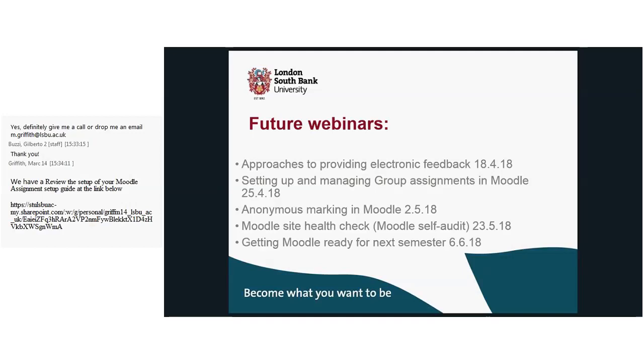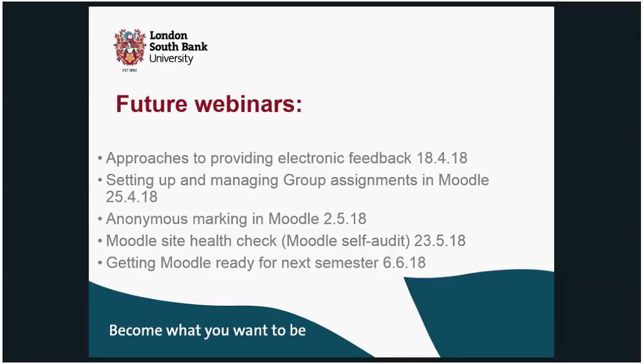In terms of the future, we've been quite specific in what we're doing today, for example looking at settings. The next webinar will be looking at approaches to providing electronic feedback, including how to set up a rubric as part of the assignment. We'll be looking at future ones on setting up group assignments in Moodle. Another will be on anonymous marking in Moodle, and the last two scheduled at the moment are a site check, so what you need to put into a Moodle module, and then finally getting your Moodle module ready for next semester.